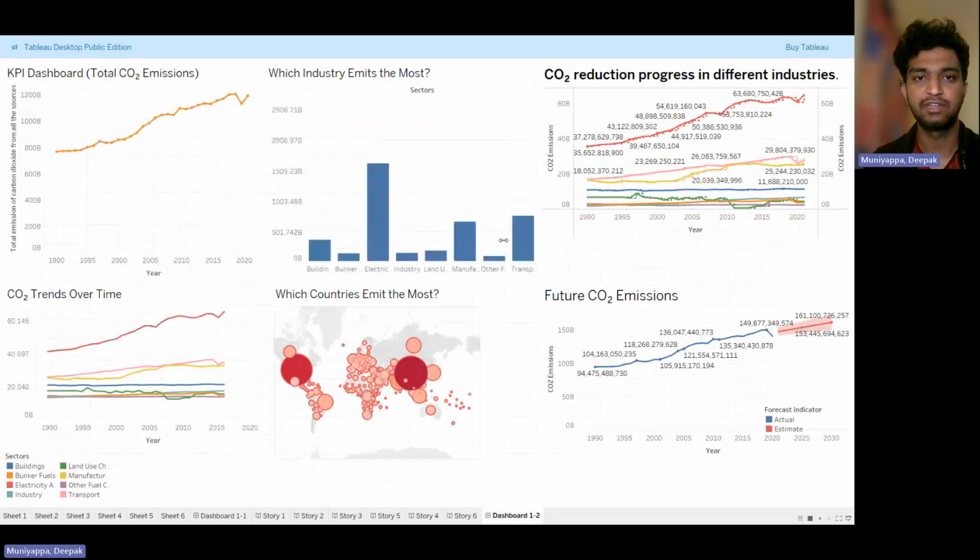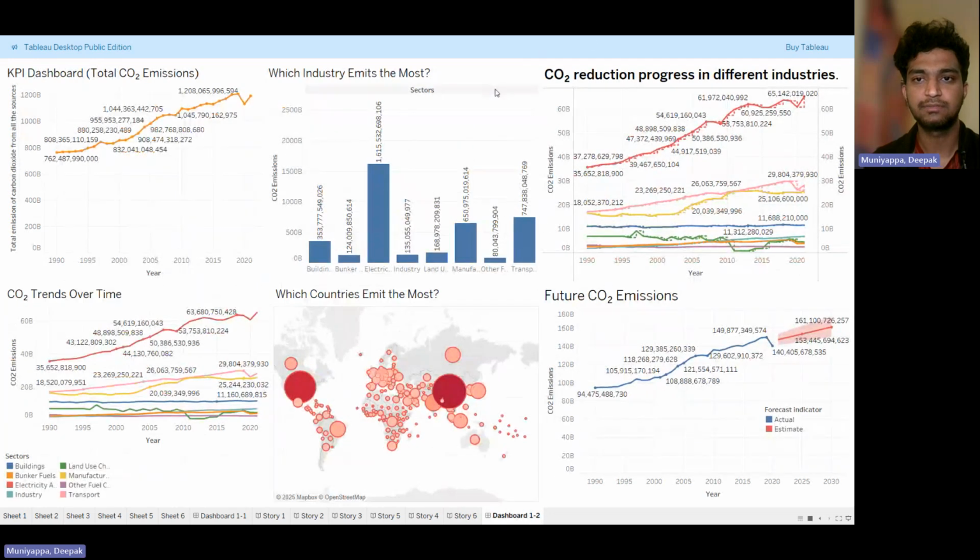So this is the dashboard I have created. I have merged all the stories into it. So yeah, this Tableau analysis helps us see the real story behind carbon emissions.